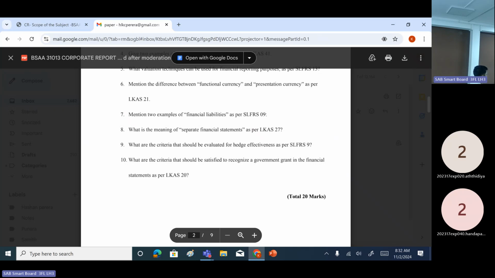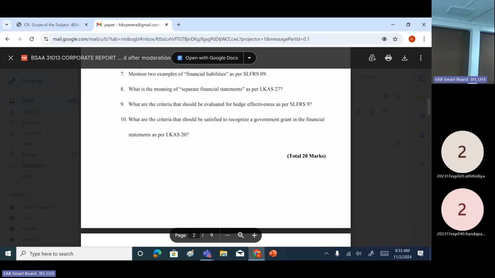It may be a forward contract, it may be an option or a cash flow hedge. Different hedging instruments are there: swap agreements, interest rate swaps. So you should learn those different approaches, how we are going to do financial reporting over hedging. And then government grants.